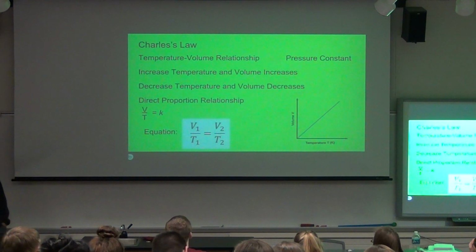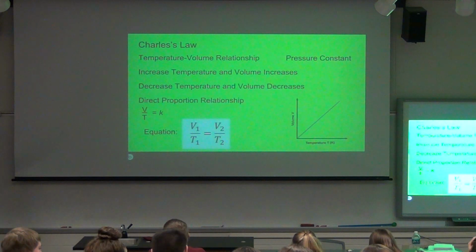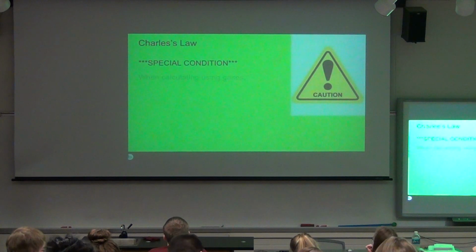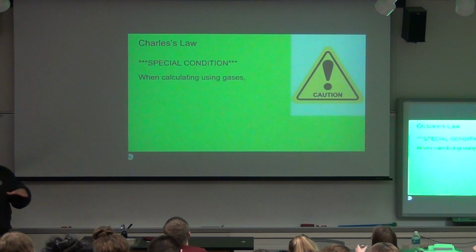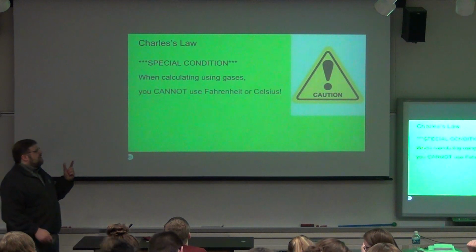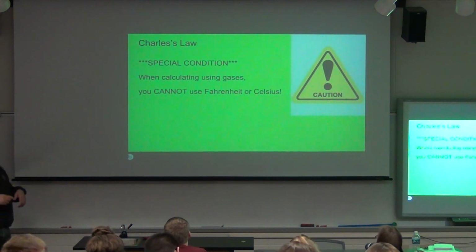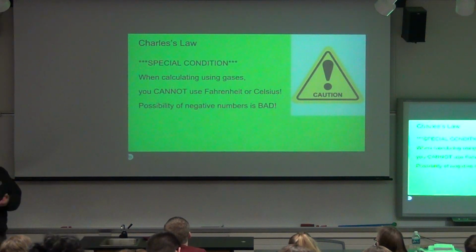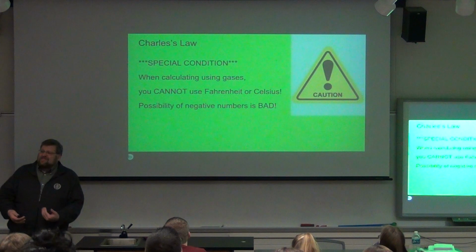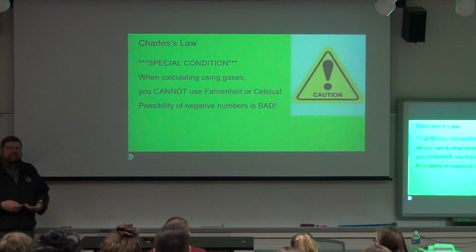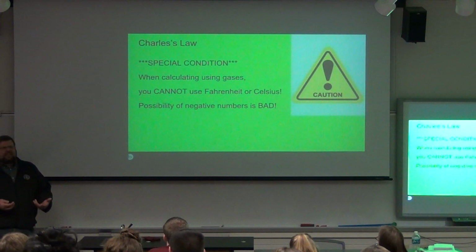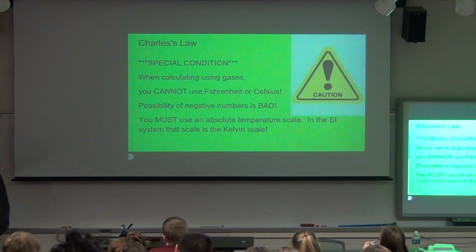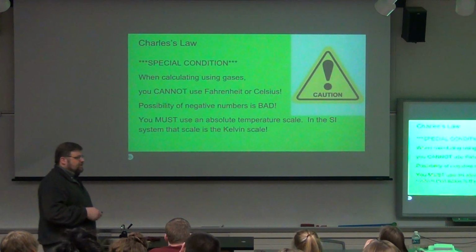All right, time for an example real quick. Although we have a little bit of warning here. When we calculate using gases, and what we're going to be using is a temperature, we cannot use Fahrenheit or Celsius. The reason why is because Celsius and Fahrenheit have negative numbers, and if you use a negative number in a calculation, you could end up with a negative volume or a negative pressure, which is impossible. So we have to use kelvins. Have to use the Kelvin scale.